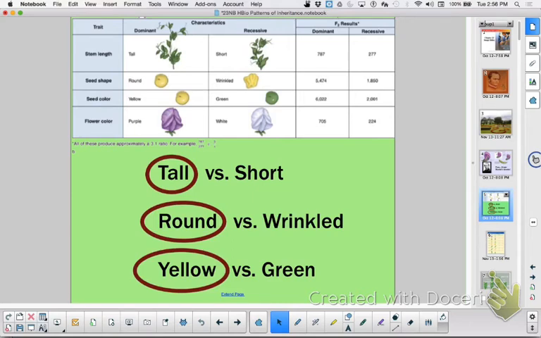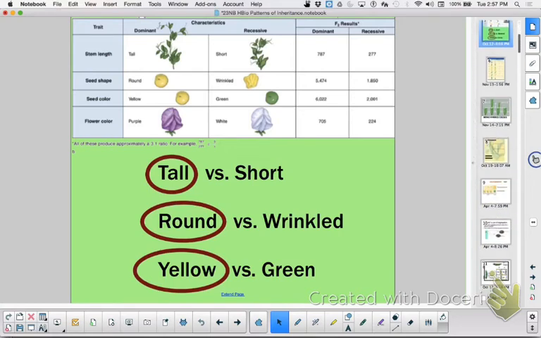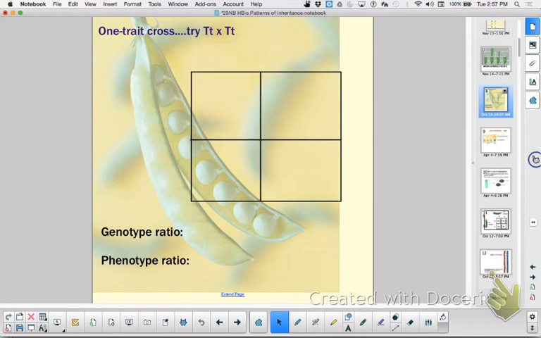What's the next law? Segregation. And this you know, because we just reviewed meiosis. The homologous pairs separate, so mom chromosome and dad chromosome get separated from each other. That's the law of segregation. Law of independent assortment: each homologous pair can line up independently, so you don't know what combination you're going to get. Law of dominance, law of segregation, law of independent assortment. Know those.